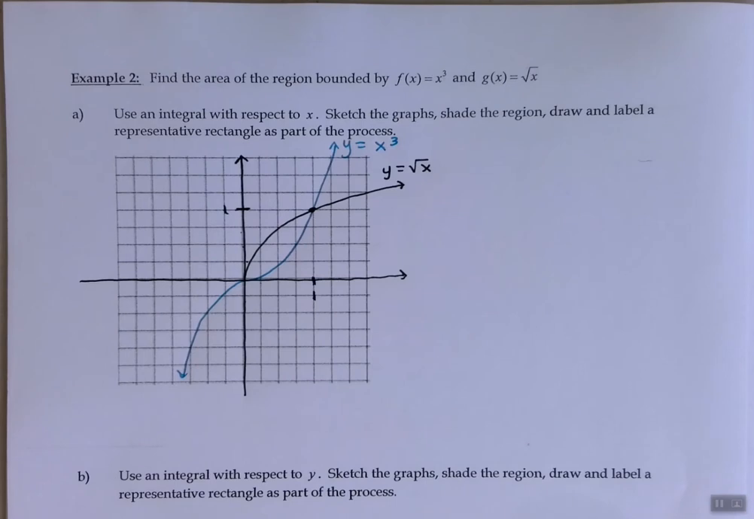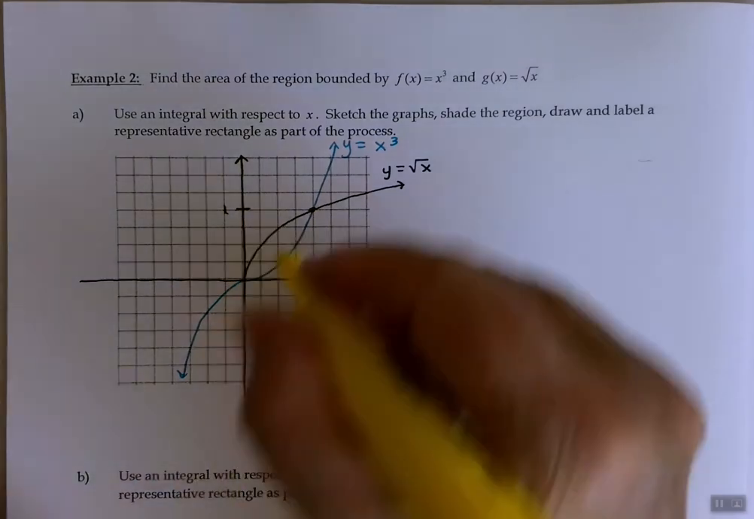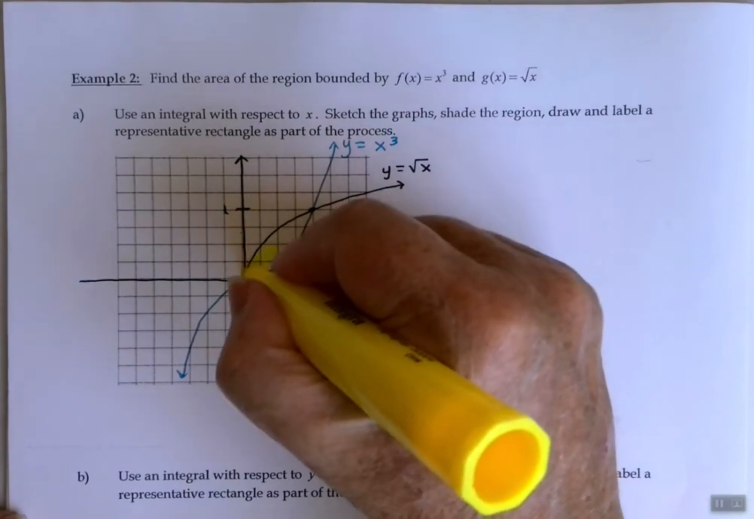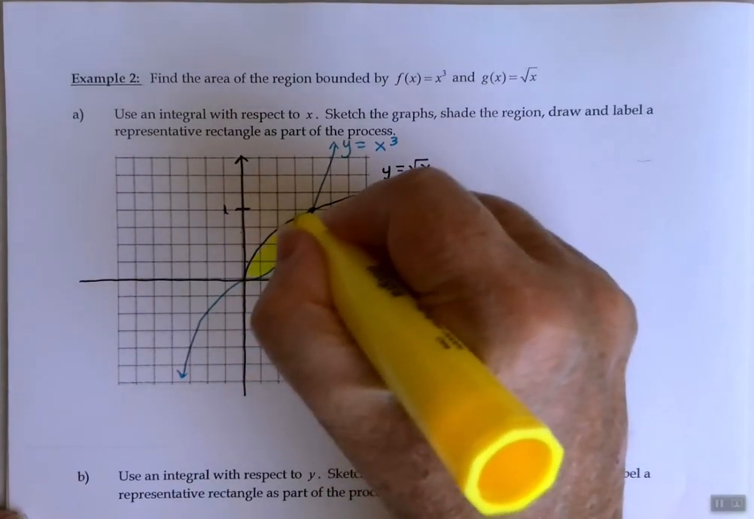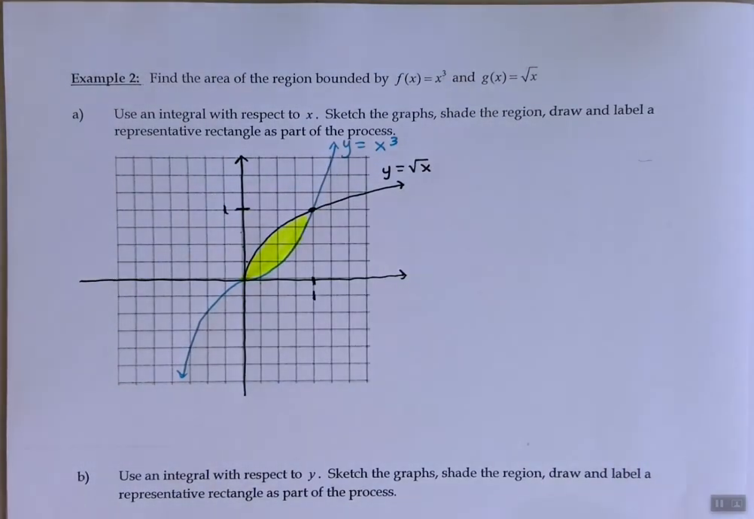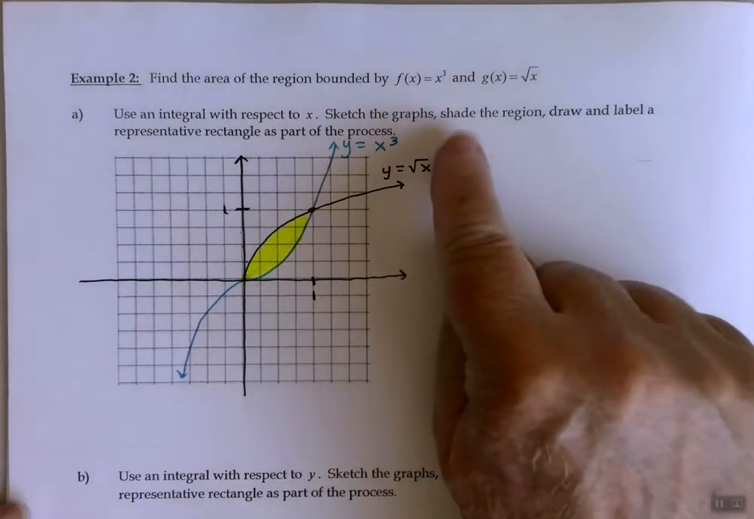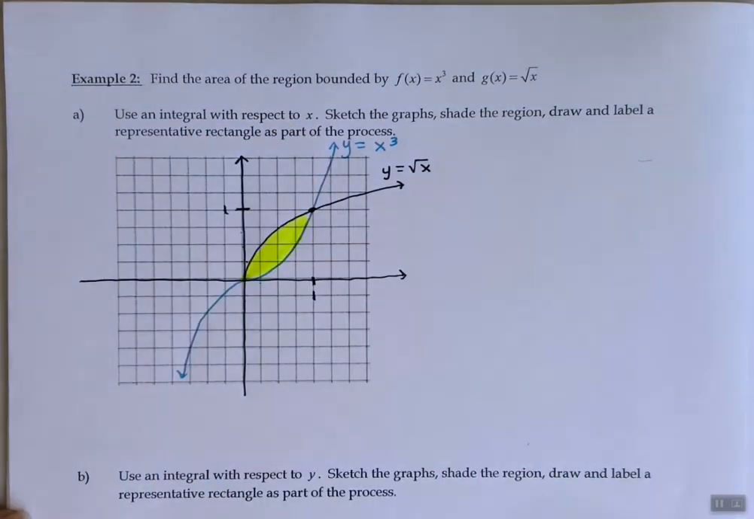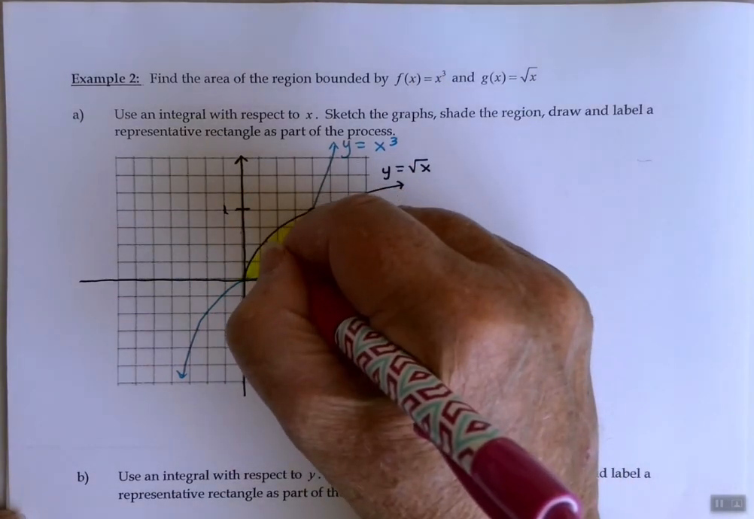All right. My goal then is to find the area of this region between the two curves. And I was specifically told to do this using an integral with respect to x, meaning I need vertical rectangles. So I'm going to sketch my representative rectangle vertically.